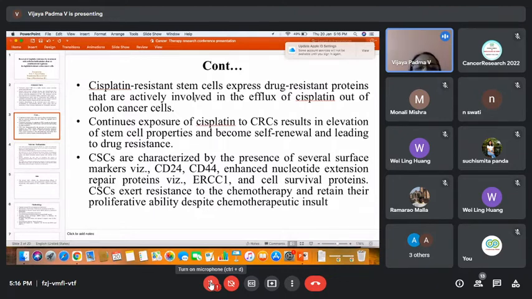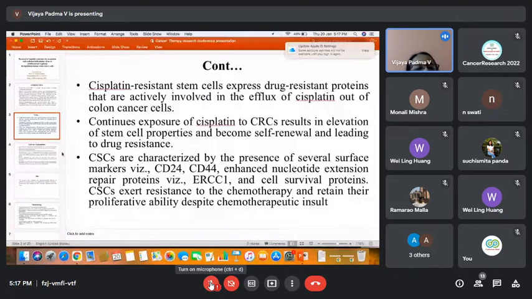So the stem cell characteristics arise through continuous exposure to cisplatin, and there is accumulation of stem cells, which also proliferate and their number increases. These can be identified by the expression of stem cell markers, which include CD24 and CD44, which are surface markers. Apart from that, there are also enhanced DNA repair proteins such as ERCC1 and cell survival proteins. Enhanced expression of all these together results in accumulation of cancer stem cells, which results in drug resistance and poor therapeutic outcome due to cisplatin treatment.